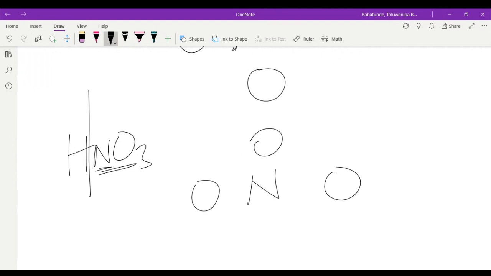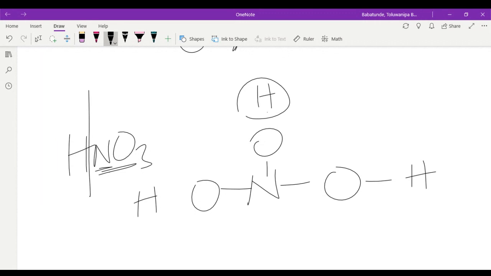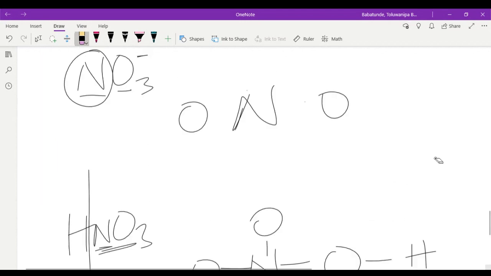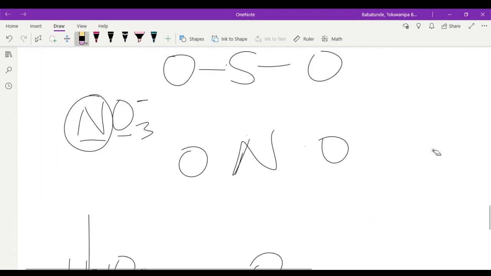So hydrogen is going to be placed at the terminal, this way. You can place your hydrogen here, or you can decide to place it here at the top. It's up to you. It doesn't matter; it just has to be at the terminal. We have only one hydrogen, so it's just one. So that is what we mean by the arrangement of the atoms.